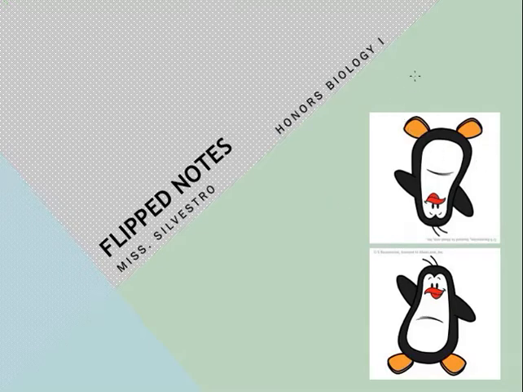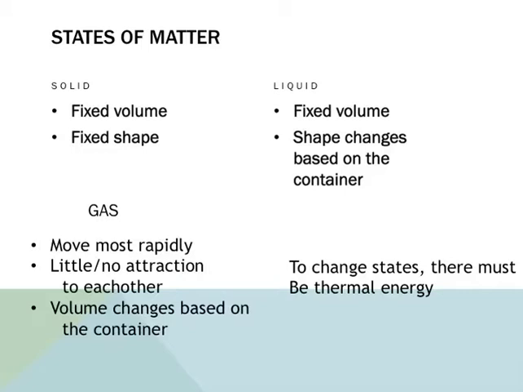Okay, so the first thing we need to talk about for this installment of flip notes is the states of matter. There's three: solid, liquid, gas. When you were balancing equations, we saw there was an S, an L, or a G. That's what those stand for: solid, liquid, or gas.